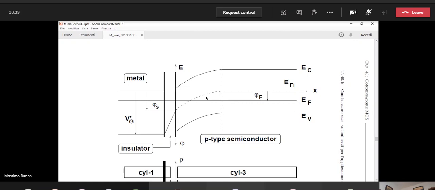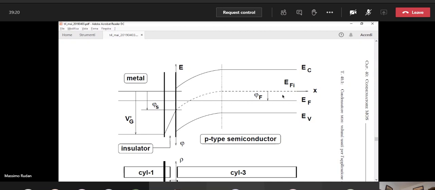Okay? So in essence, we have formed a space charge region. But if you go far away from the surface, we expect that sooner or later the semiconductor will not be influenced by the situation near the interface. So far away from the interface, the semiconductor will behave like a uniformly doped semiconductor. So essentially it will be neutral.